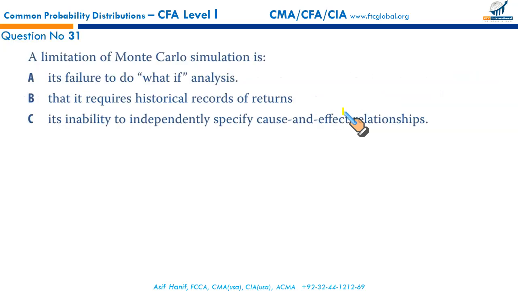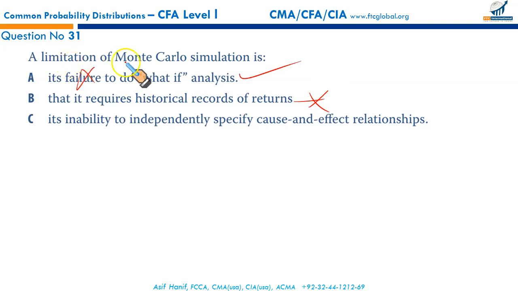A limitation of Monte Carlo simulation is its failure to do what-if analysis. Wrong. It actually helps you do what-if. Change the inputs and the outcome could be changed in trial. So this is a totally wrong statement. It's not a limitation, rather it's an assistance. It requires historical records of the return. This is wrong. It is for historical simulation.